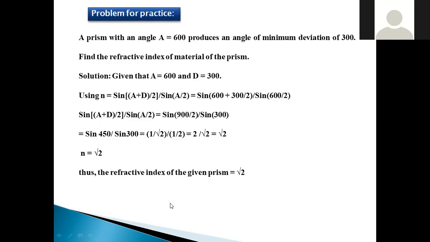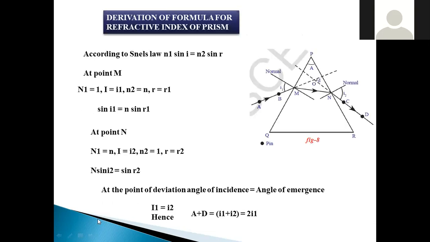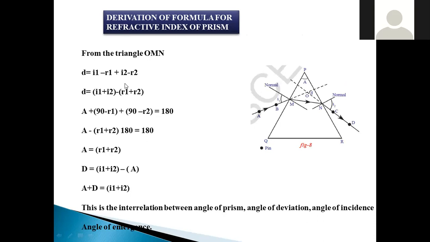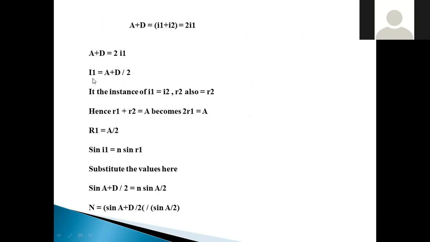How did we get this? Based on Snell's law, we derived the entire equation. Snell's law states that N1 sin I is equal to N2 sin R. In the case of this prism, the angle of incidence is exactly equal to the angle of emergence. That's the reason why A plus D is equal to 2I1, right? So A plus D is equal to 2I1. That's why I1 is equal to (A plus D) by 2.